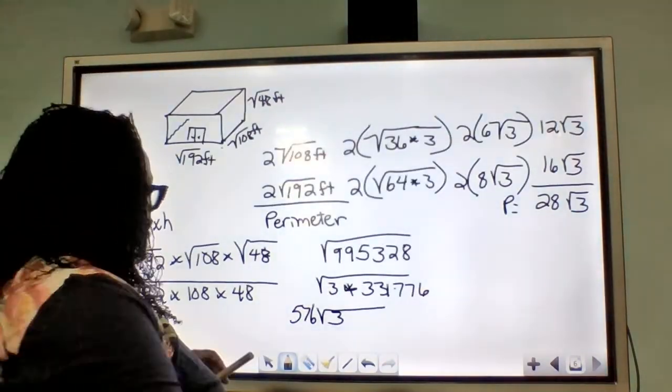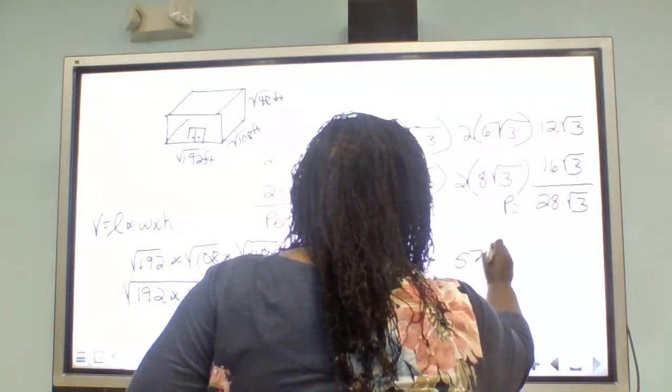But the final answer is 576 square root of 3 would be the volume.